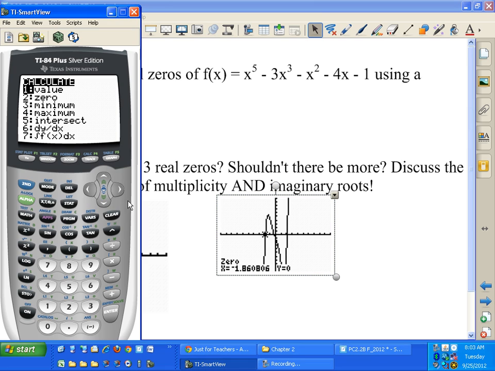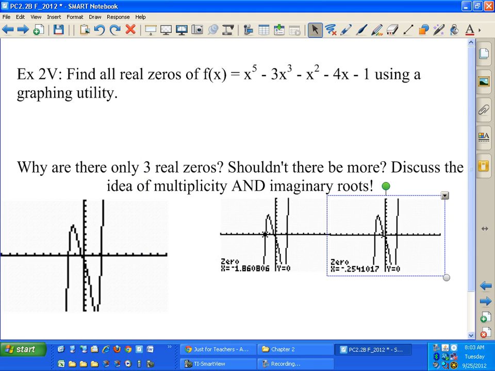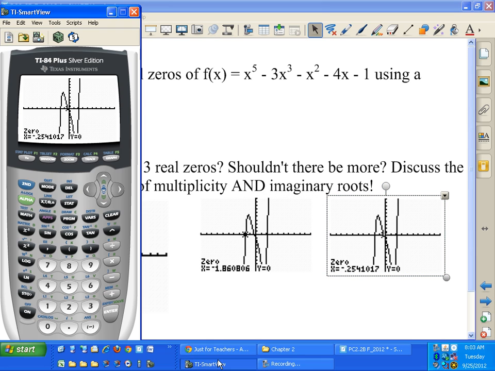The other one, which looks like it's at 0, I'm going to do second trace, find the zero value, which, remember, these are also roots and solutions. Left of it, right of it, and a guess. And so there's another zero. Then the last one, I know I said I wasn't going to do this, but I might as well finish it out. To the left, to the right, and a guess. And so there's my other one.